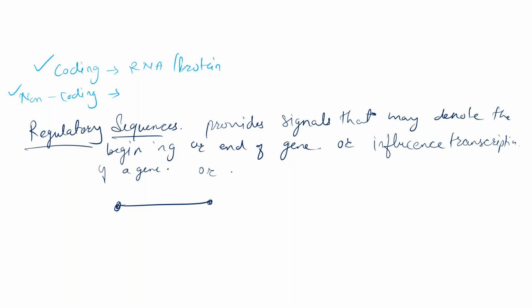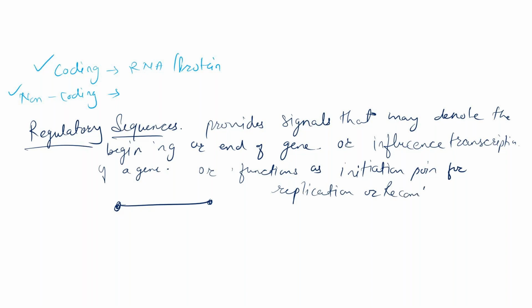Or there are some sequences which function as an initiation point for replication or recombination. So all the sequences, other than the coding and non-coding sequences, which can provide a signal, or which may denote where the gene starts, where the gene ends, or which influence the gene, or regulate the transcription rate, the start of transcription, the end of transcription, or the start of replication, or at which point the recombination should be done, all these sequences are called regulatory sequences, right?